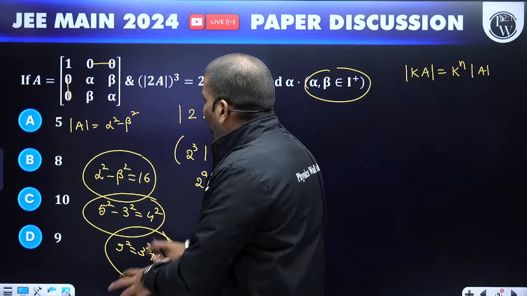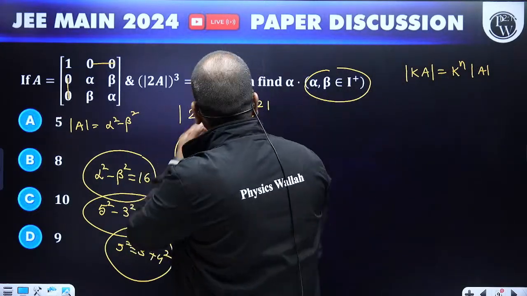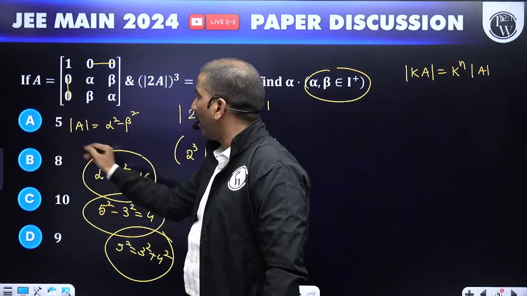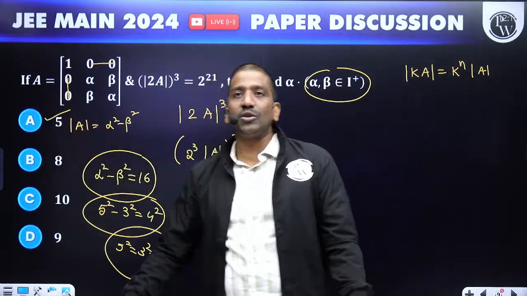Yes. So what is alpha then? Alpha, beta. So then find alpha. Alpha square is 5 square. Alpha is 5.